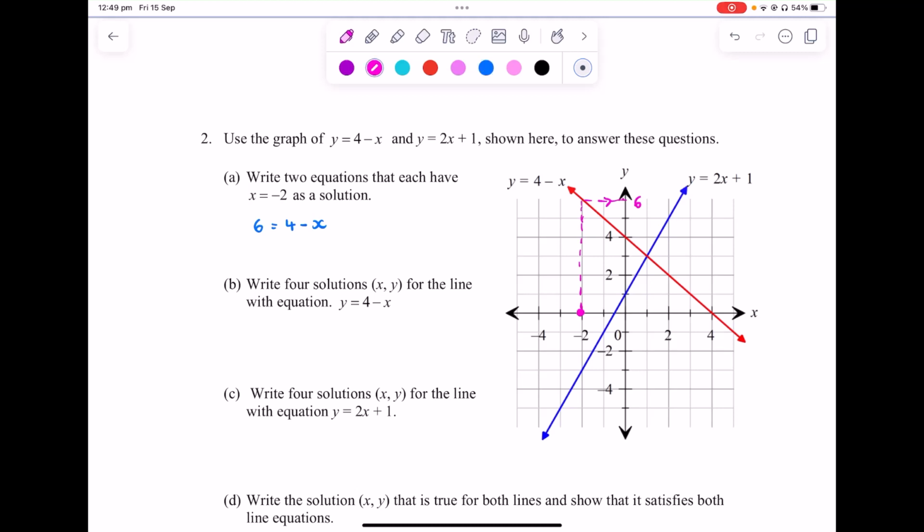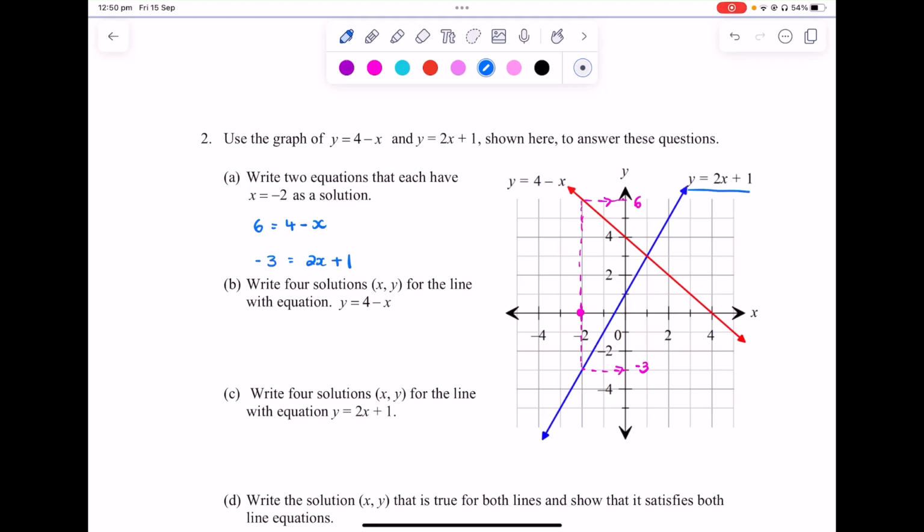Now I'm going to do the same for the other line. I'm still at x equals minus 2. I'm going down till I hit the other line, and I'm going to read across what the y value is. In this case, negative 3. So I write this now. Instead of y equals 2x plus 1, I'm going to say negative 3 equals 2x plus 1.